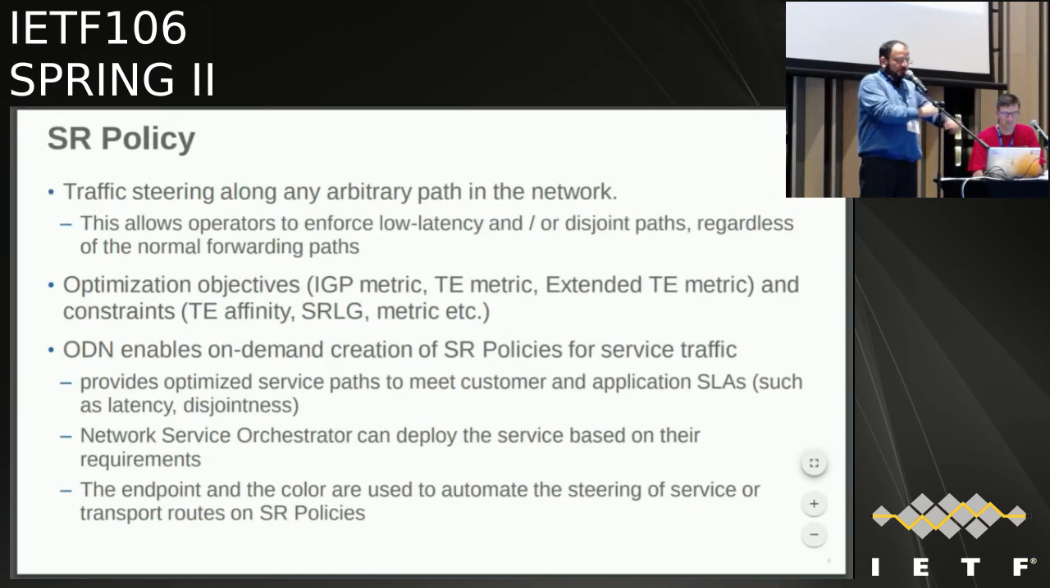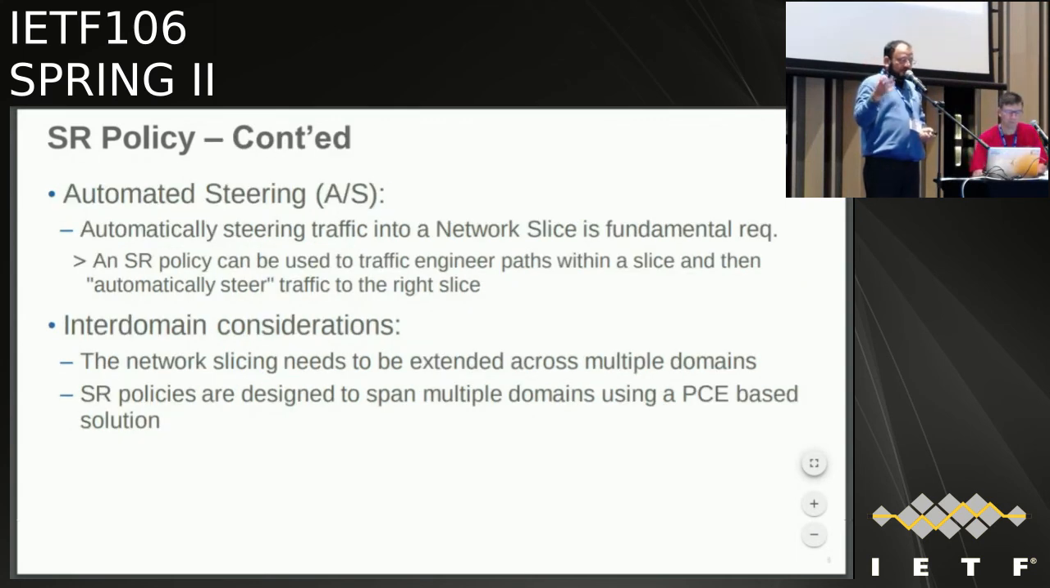So let's think of SR policy first. SR policy is a way that we can take a common network and steer traffic that will satisfy a certain requirement, for example, low latency or disjointness. We have the ability to do path calculation for different optimization criteria and the ability to isolate certain types of path from the others. We have support for ODN and automatic steering into the SR policy. And SR policies can span multiple domains, and this has been widely deployed in segment routing networks.